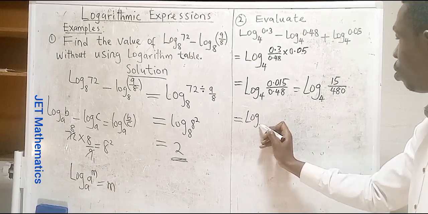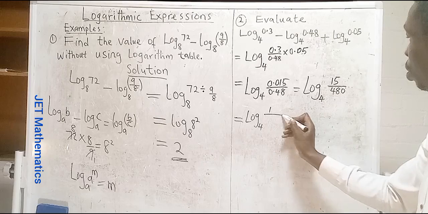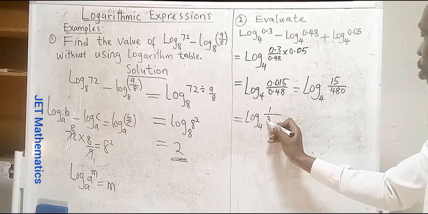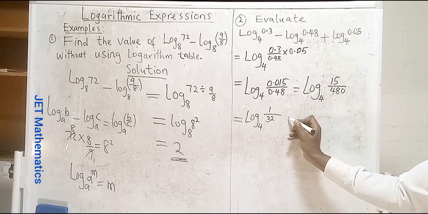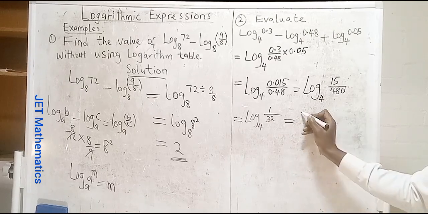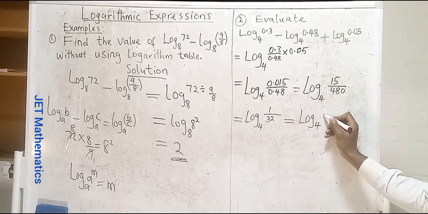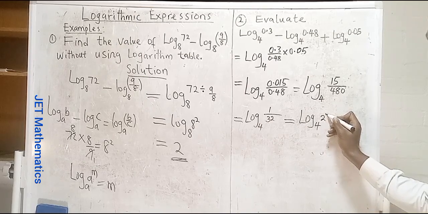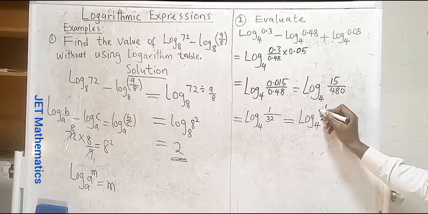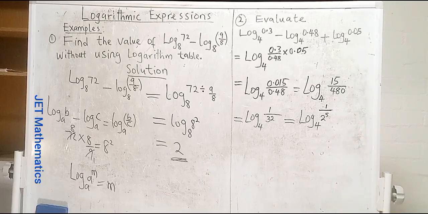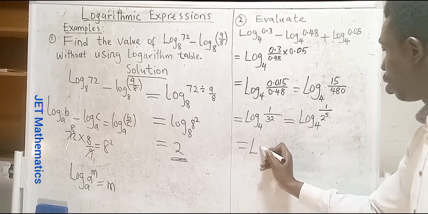Okay, so this gives me log to base 4. 15 here is 1, and then 15 here is 32. 15 into 480 is 32. So if we go further, this will give us log to base 4 here. 32 is the same thing as 2 raised to the power 5, so 1 all over 2 raised to the power 5. That is 1 over 32.